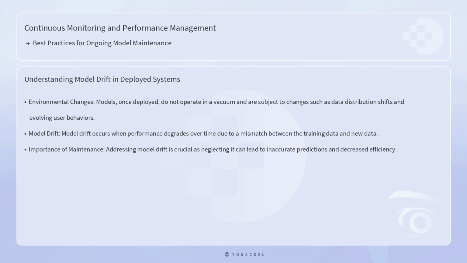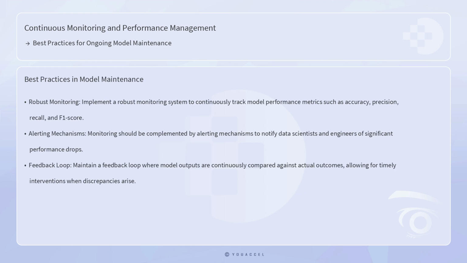Addressing model drift is a fundamental aspect of ongoing model maintenance, as neglecting it can result in inaccurate predictions, decreased efficiency, and potentially costly errors for businesses. One of the best practices in ongoing model maintenance is implementing a robust monitoring system. This system should continuously track model performance metrics, such as accuracy, precision, recall, and F1 score, to detect any signs of degradation. Monitoring should be complemented by alerting mechanisms that notify data scientists and engineers of significant performance drops.